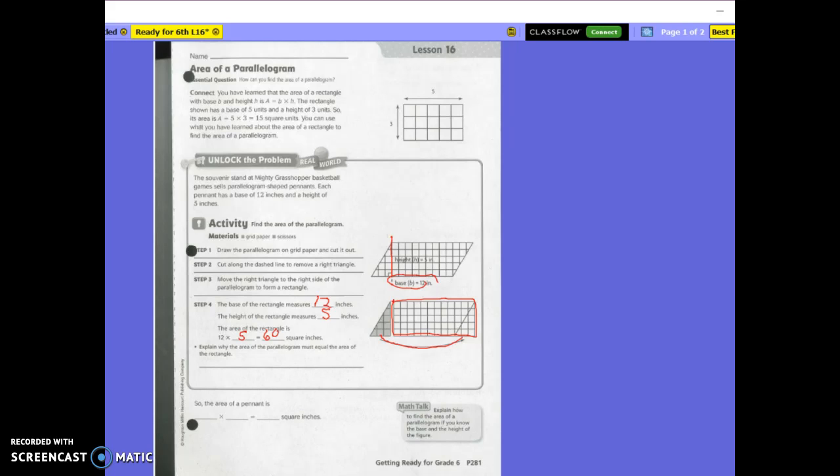It says, explain why the area of the parallelogram must be equal to the area of the rectangle. Both figures are made from the same amount of paper. Once we cut out our parallelogram, we didn't add more paper to it or take paper away. We just took that little triangle and flipped it over to the other side to get our rectangle. If you need to stop your recording, you can do that.